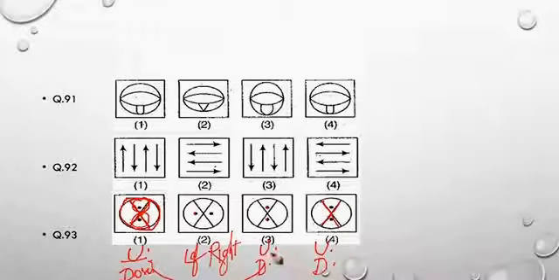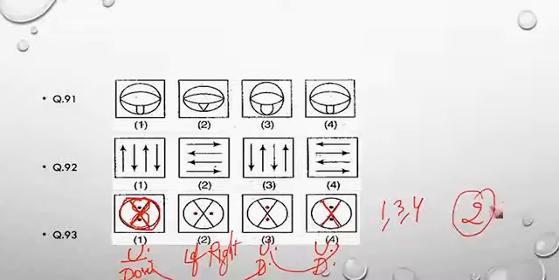So 1, 3 and 4 options are similar, whereas option 2 is standing out as a different figure. So question number 93 has the answer, which is option 2.